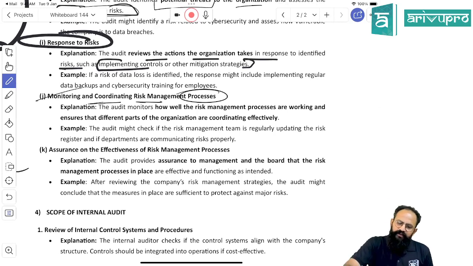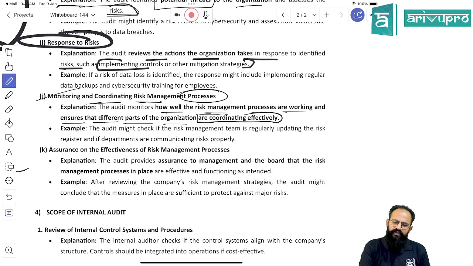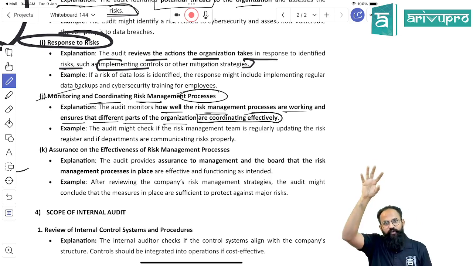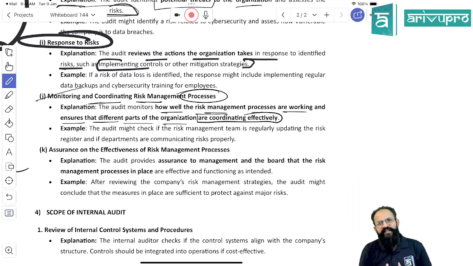Next one is monitoring and coordinating risk management processes. The audit monitors how well the risk management processes are working and ensures that different parts of the organization are coordinating effectively. Now what do you mean by that? This is the risk I have identified from the class point of view. If I look at the overall organization, there will be so many areas having such risks. Are all these departments coordinating? And is someone above everyone getting these reports and monitoring whether all of this is happening in a chain and not in isolation?